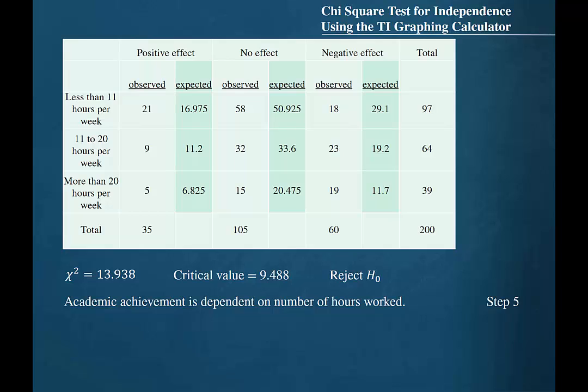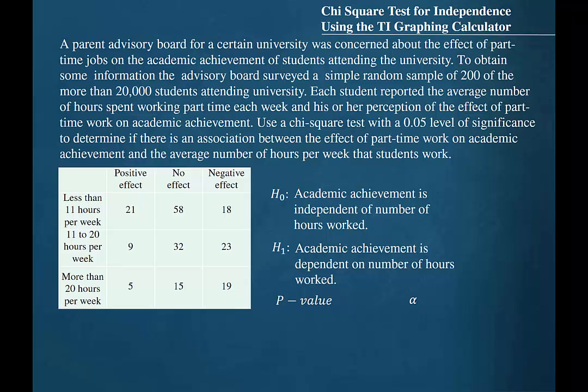The results of the test were that we would reject the null hypothesis, and our conclusion was that academic achievement is dependent on the number of hours worked. We will now use the TI graphing calculator to calculate a p-value that we will then compare to alpha, the level of significance for the test.